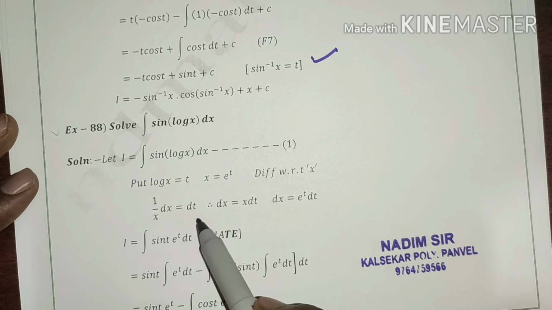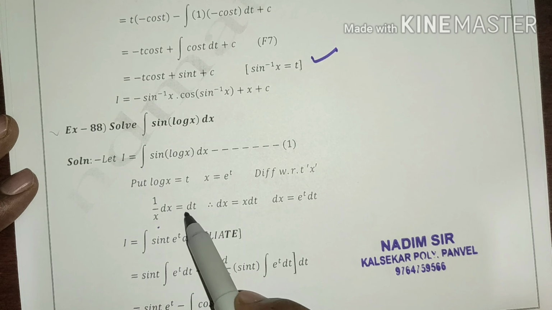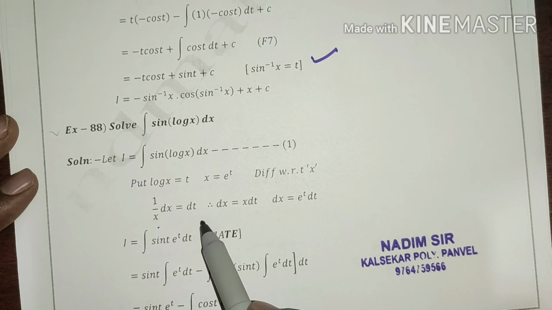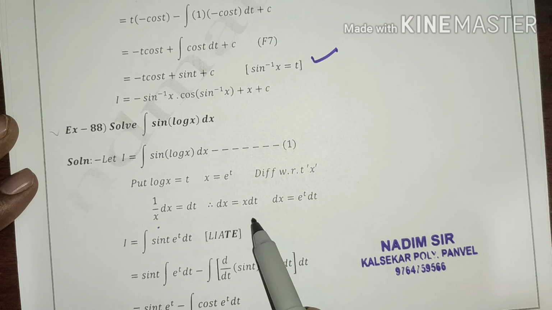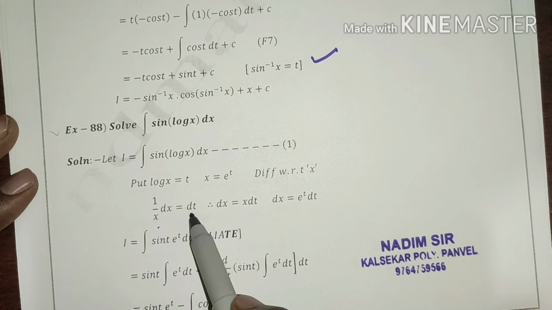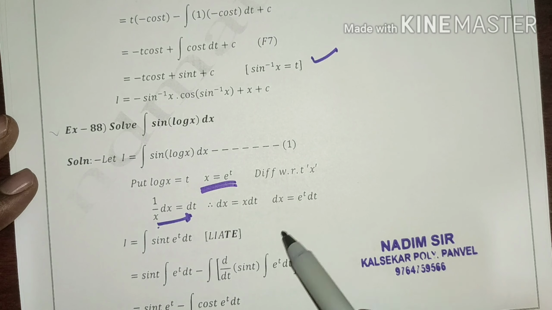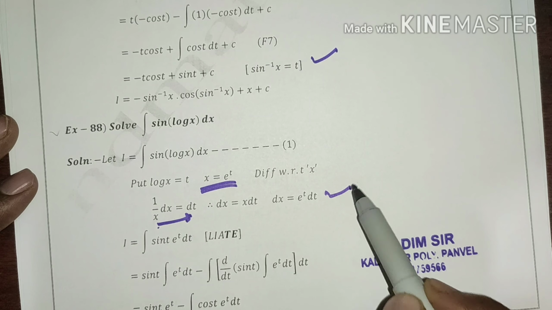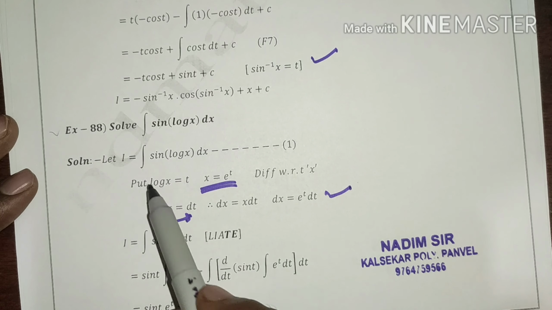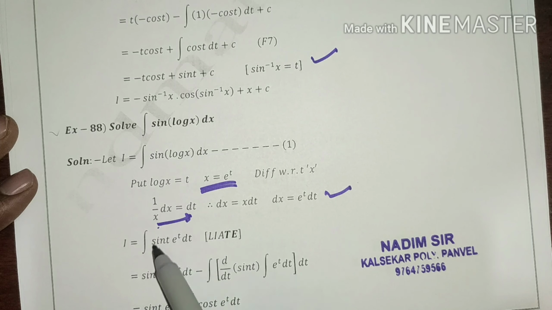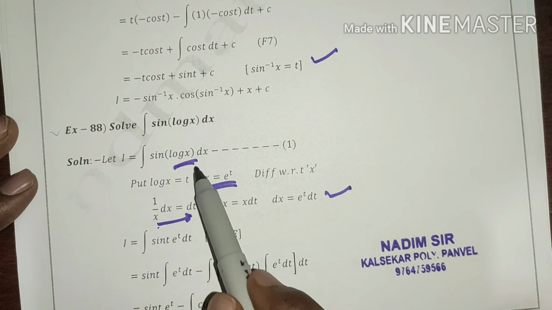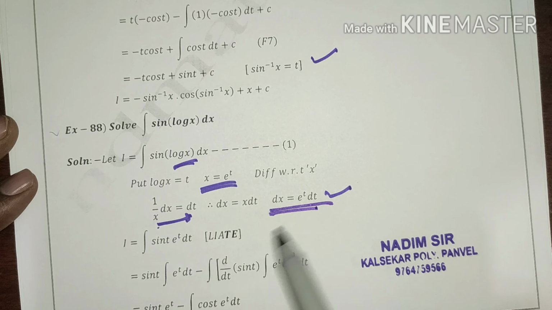Differentiate with respect to x. The derivative of log x is 1 upon x, or the derivative of t is dt by dx. We take dx in multiplication, so 1 upon x dx is equal to dt. Therefore, dx equals x dt. The value of x is e raised to t, so dx is e raised to t dt. The example becomes integration of sin t, since log x is t, and dx is e raised to t dt.